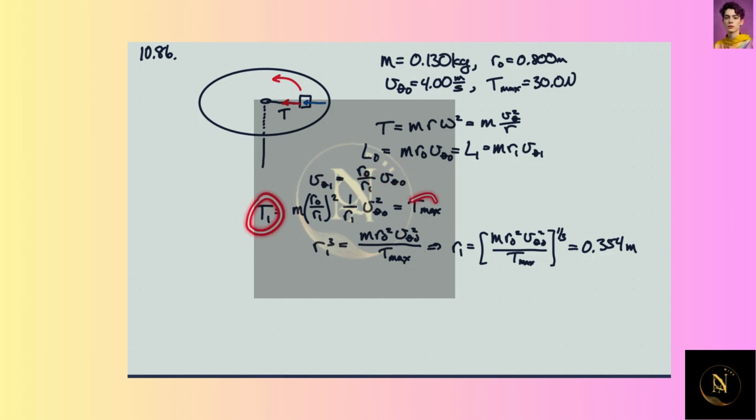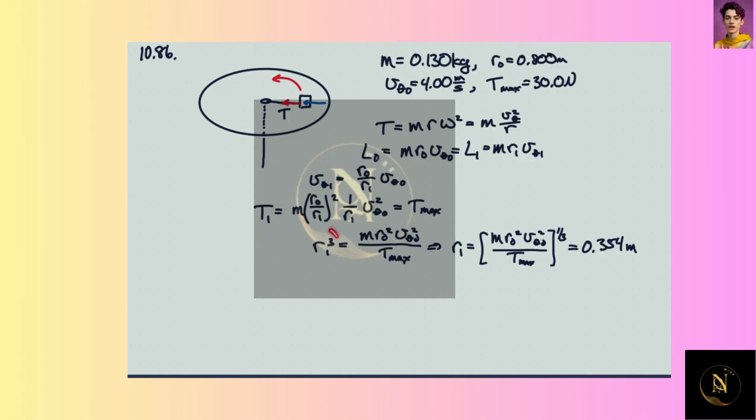So T1, which is going to be set to T max, is m v theta 1 squared over r1. So we can plug in, we have m times 1 over r1, and then v theta 1 is r naught over r1, squared, times v theta naught squared. So we plug this in and set r equal to r1, and then set that all equal to the maximum tension, so that this would be the length when the rope breaks. So what we can see here is kind of an interesting thing. We have 1 over r1 cubed here.